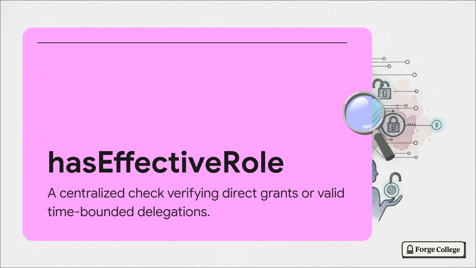So instead of writing endless, messy spaghetti code to constantly check who has permission to do what, we use this single, unified check. It instantly verifies if an account holds a capability, whether they got it through a direct permanent grant or just a valid temporary delegation. It's brilliant in its simplicity.